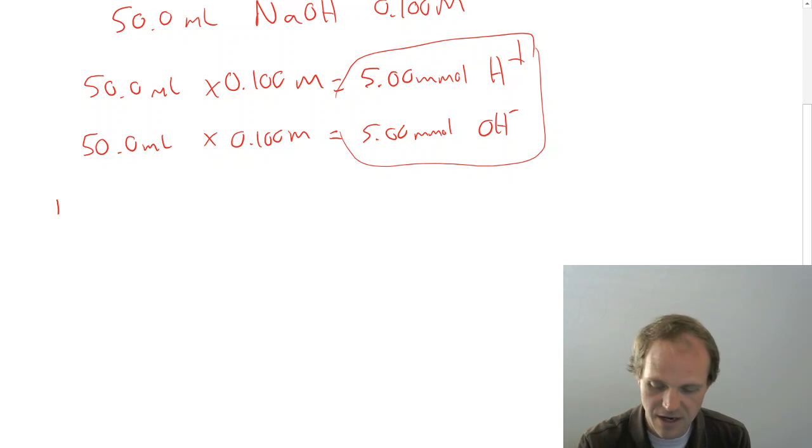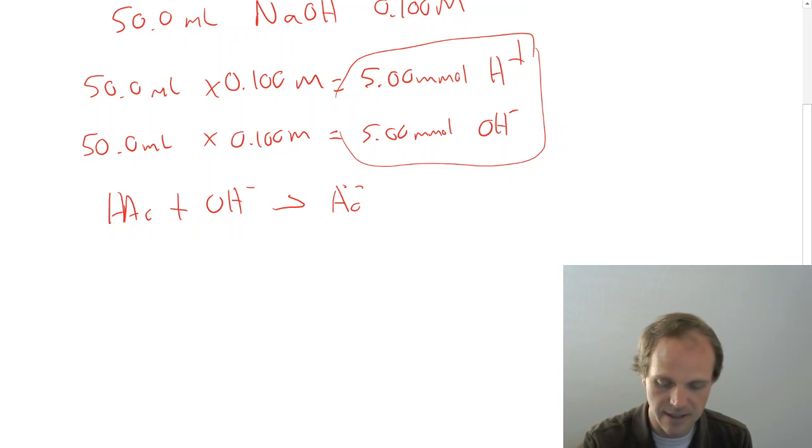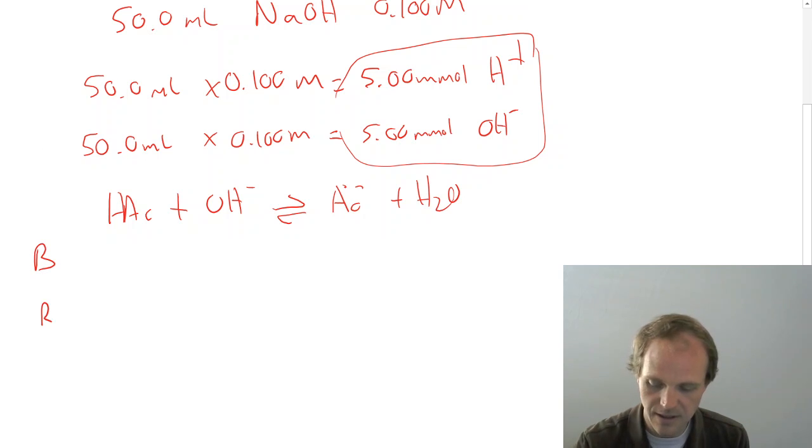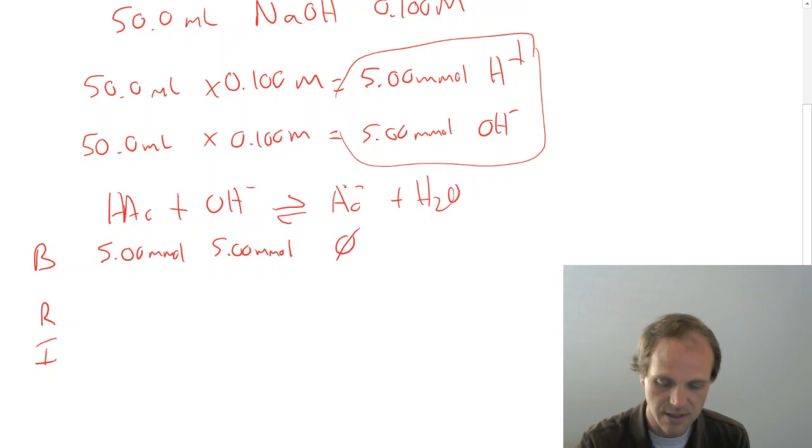We made our BRI table for our reaction of our HAc plus our sodium hydroxide, which we can just do as OH minus, goes to Ac minus plus H2O. And we did our BRI, and we said, hey, let's normally do this in millimoles because it's just a little bit easier when volume's changing to use millimoles. We don't care about water. We said, hey, all of that's going to react.